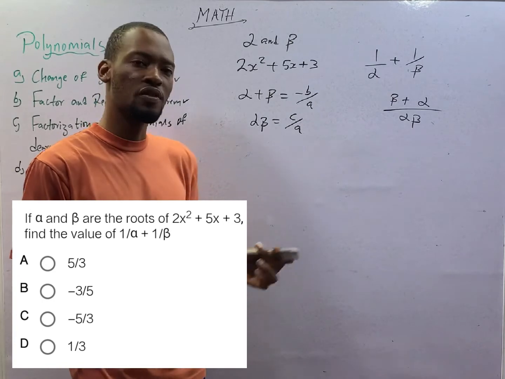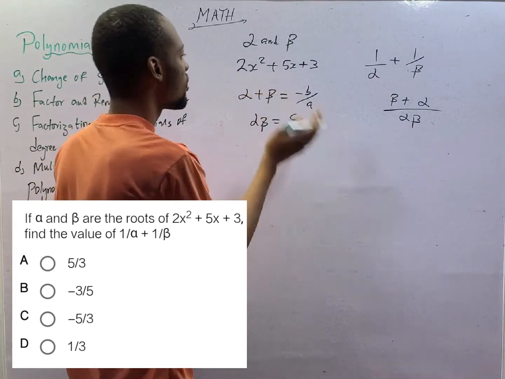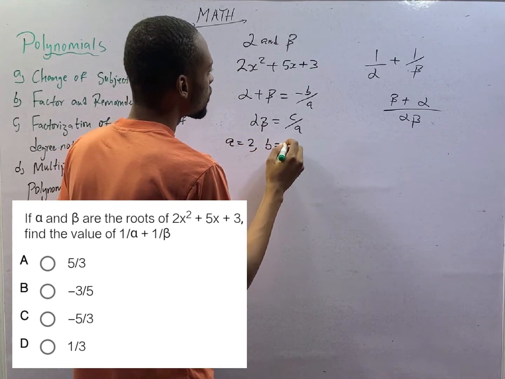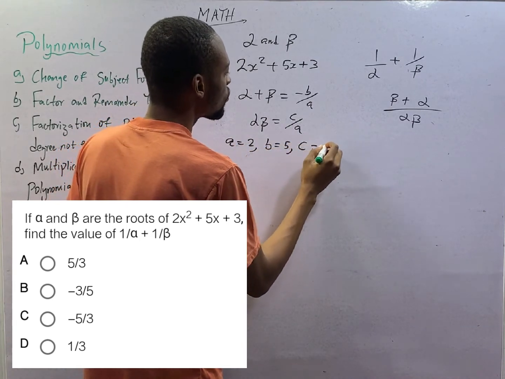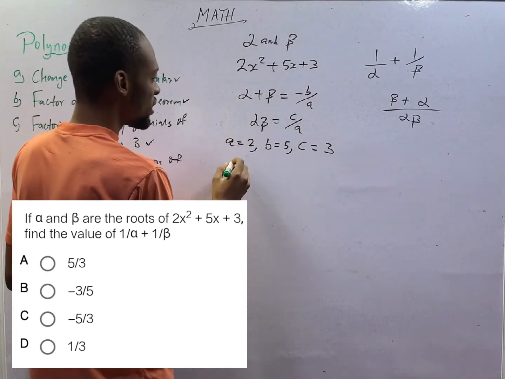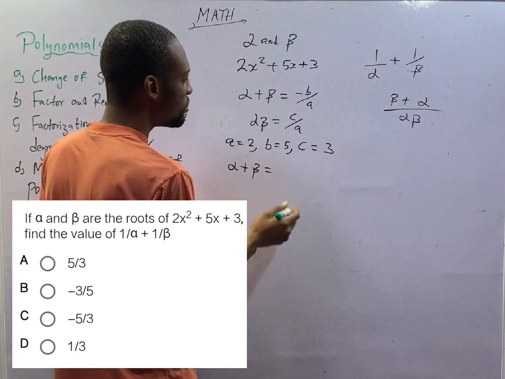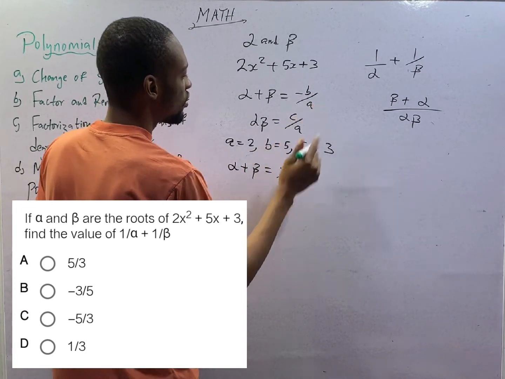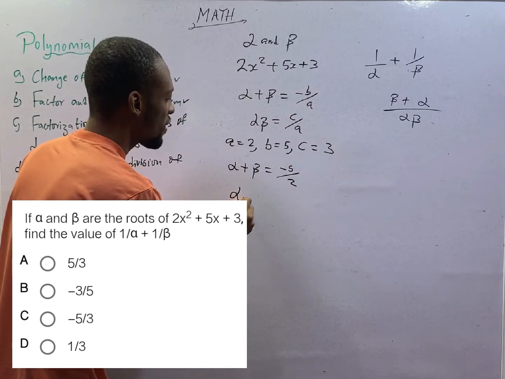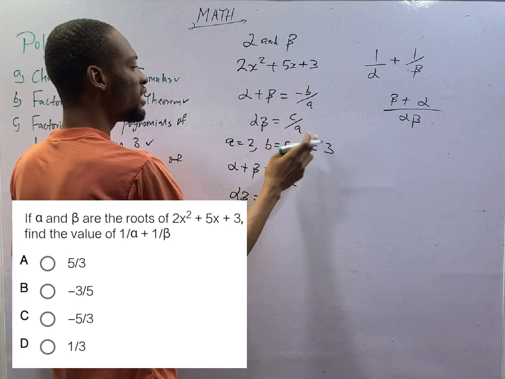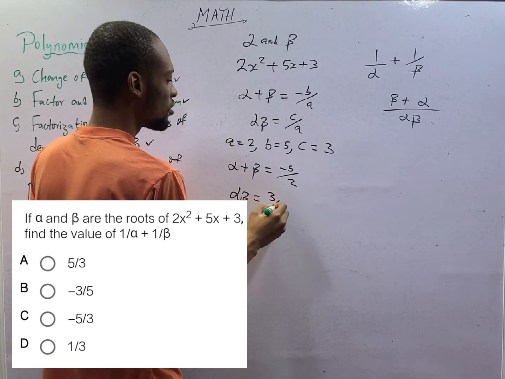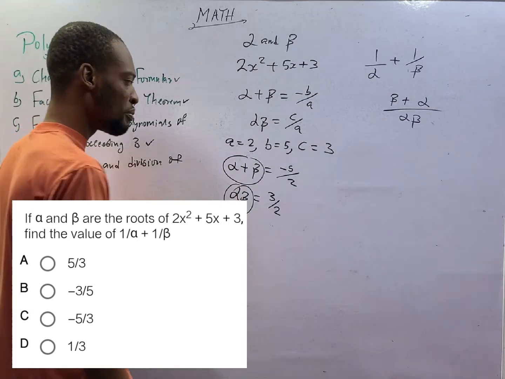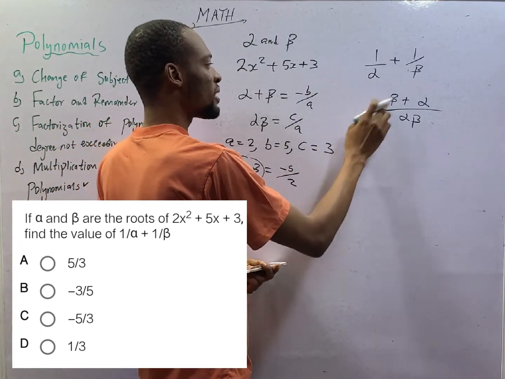If this is how quadratic function works, from here you agree with me that a is equals 2, b is equals 5, and c is equals 3. So alpha plus beta will therefore be minus b, minus 5, over a, over 2. Alpha beta will therefore be c over a, 3 over 2. Here we have alpha plus beta, here we have alpha beta. Remember, alpha plus beta is the same thing as beta plus alpha.